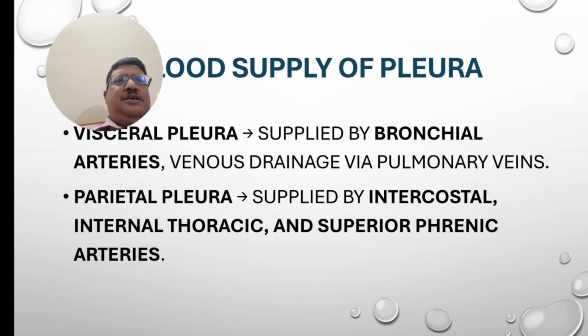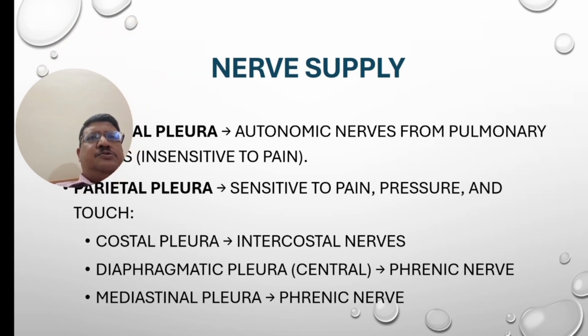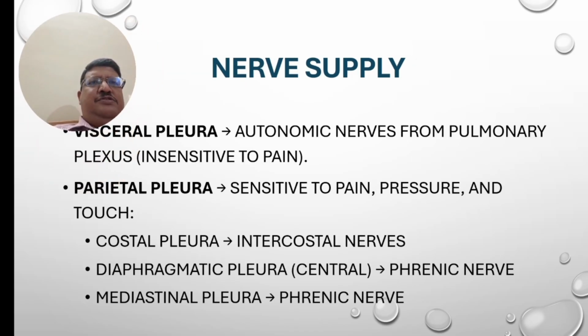So blood supply of the pleura: visceral pleura is supplied by bronchial arteries, with venous drainage through pulmonary veins; parietal pleura is supplied by intercostal, internal thoracic and superior phrenic vessels. Nerve supply of the pleura: visceral pleura has autonomic nerves from the pulmonary plexus and is insensitive to pain. Parietal pleura is sensitive to pain, pressure and touch: costal pleura, intercostal nerves; diaphragmatic pleura, phrenic nerves; mediastinal pleura, phrenic nerves.